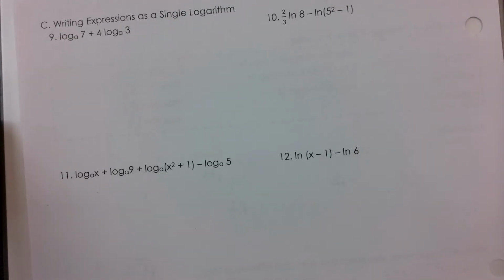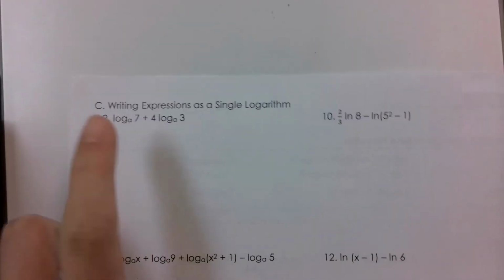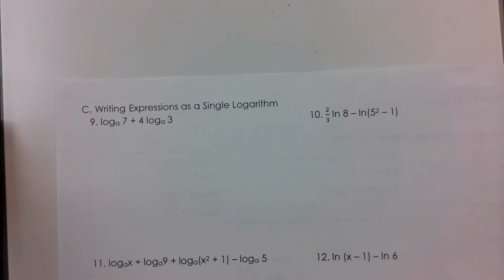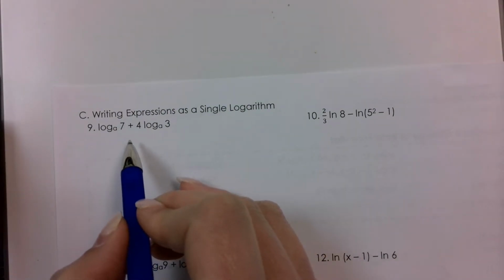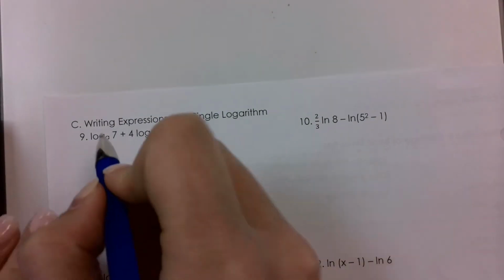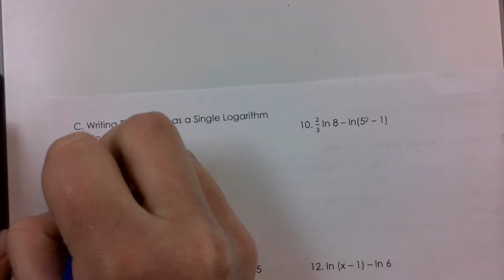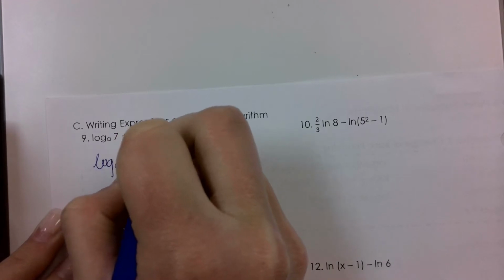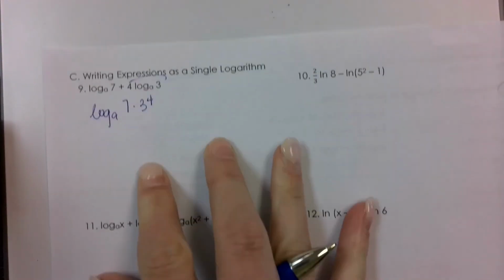So now, that was like expanding, and now we're going to condense them. So we're going to make them smaller. So if they are adding, what are we going to do? We'll multiply. What should we do with this 4 in front? Move it to the exponent. So this is really just going to be log base a of 7 times 3 to the 4th. Is that okay?